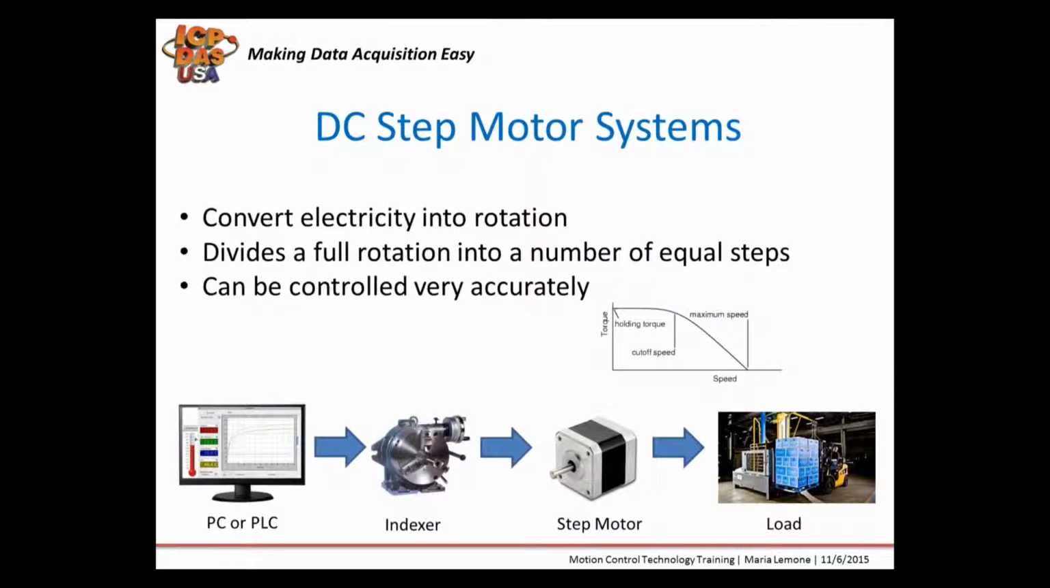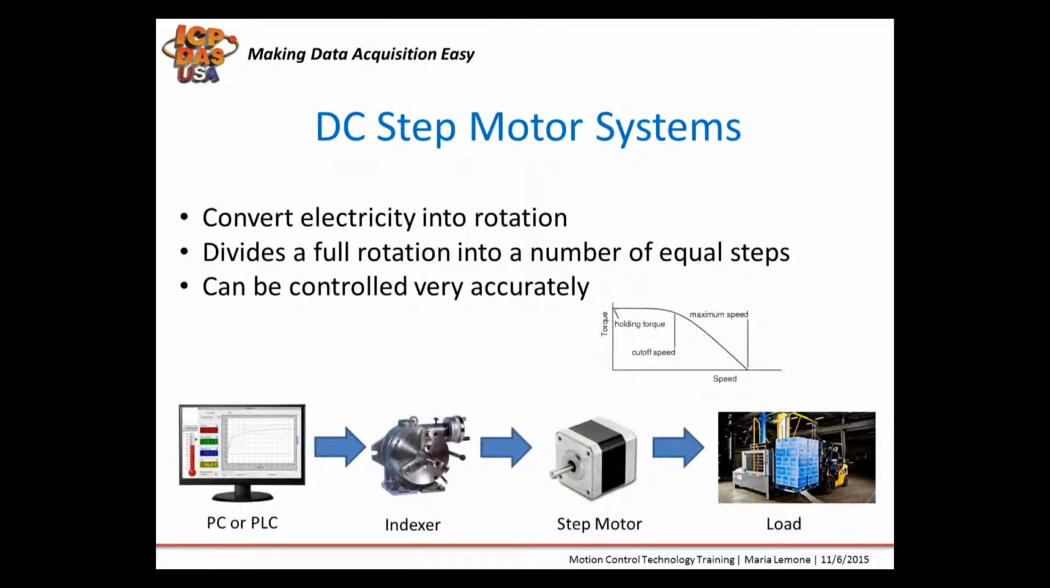A step motor is a DC electric motor that converts electricity into rotation. It divides a full rotation into a number of equal steps. Each pulse of electricity turns the motor one step. You can control the step motors very accurately. You can control how far it will rotate and how fast it rotates.